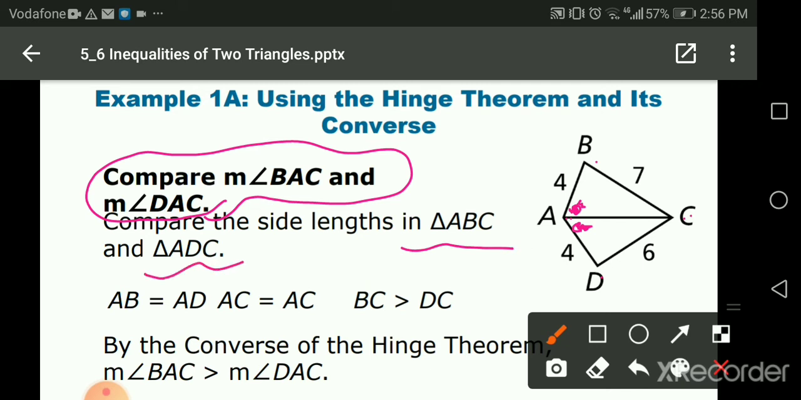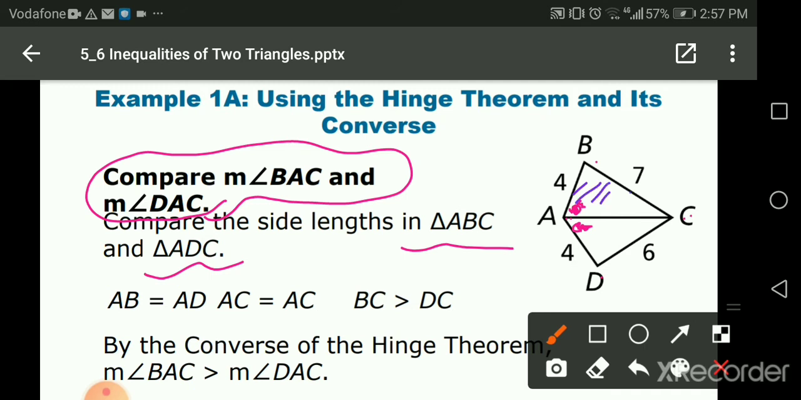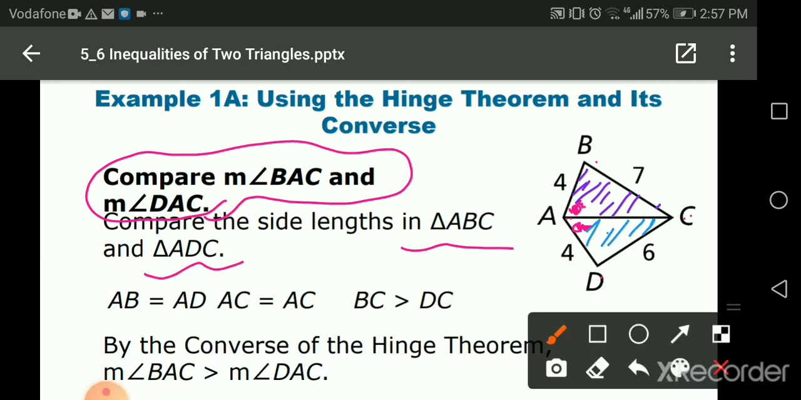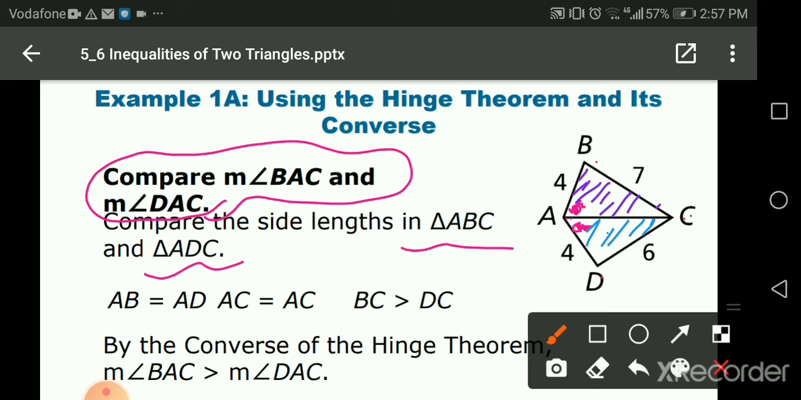So I have two triangles, as you see. Let's shade them: I have this triangle and the other triangle here. Let's see the sides together. I have AB, and this side is congruent to AD. They are congruent. Each one is 4.